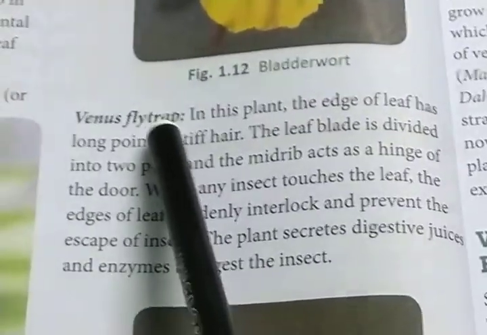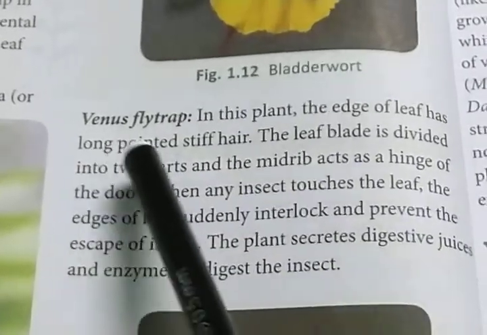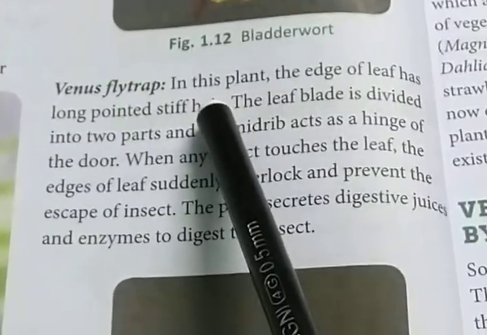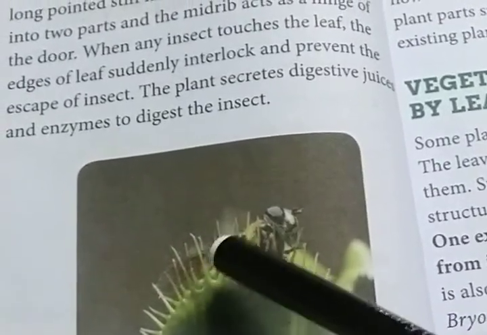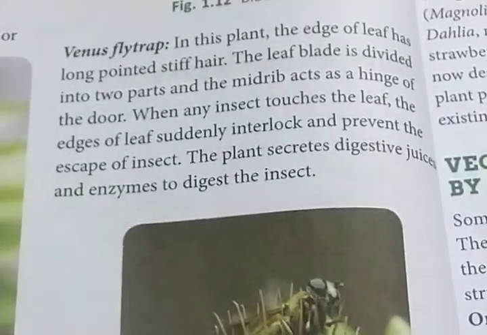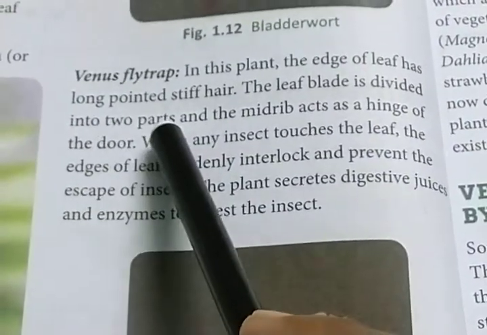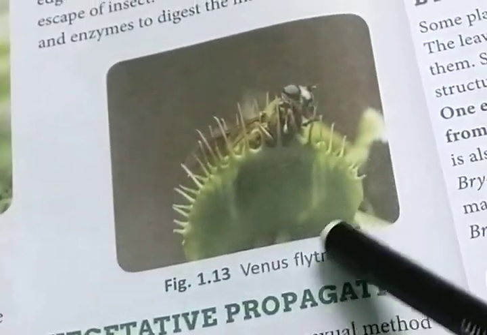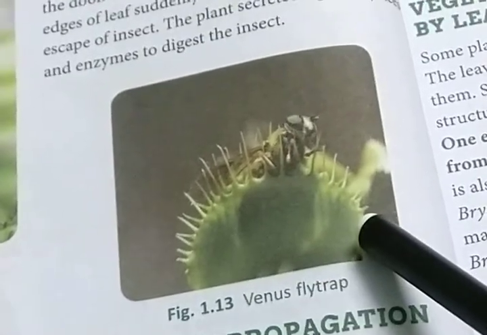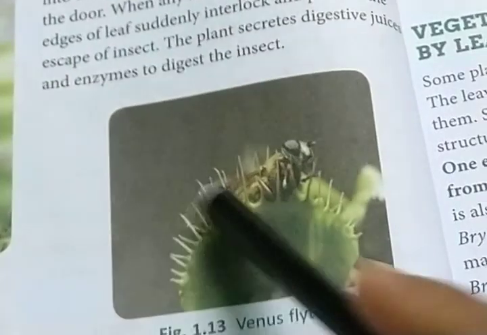Next, Venus flytrap. In this plant, the edge of the leaf has long pointed stiff hair. Look at the picture. From the marginal part of the lamina, there are hair-like structures like spines. The leaf blade is divided into two parts and the midrib acts as the hinge of the door. I mean the midrib controls the two lamina.